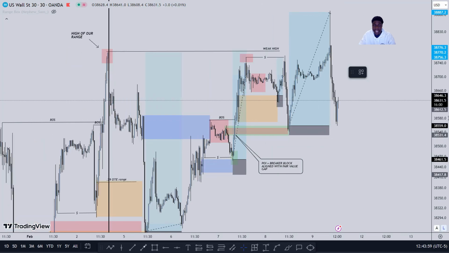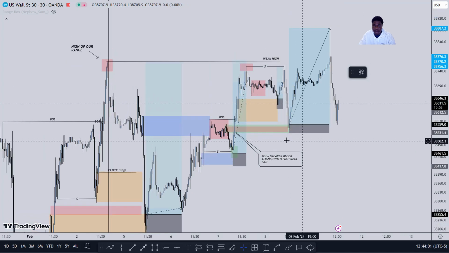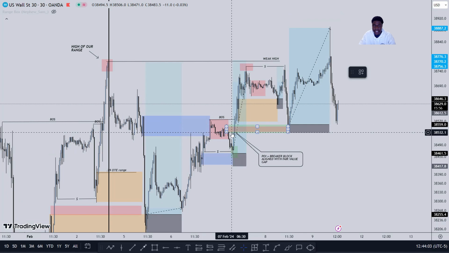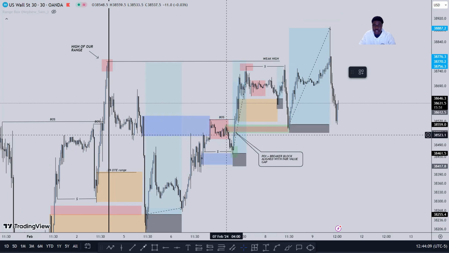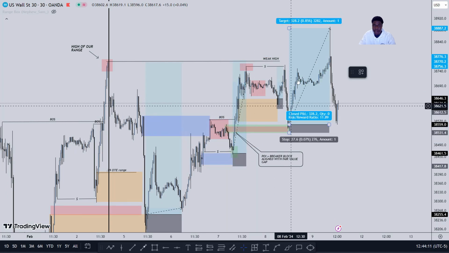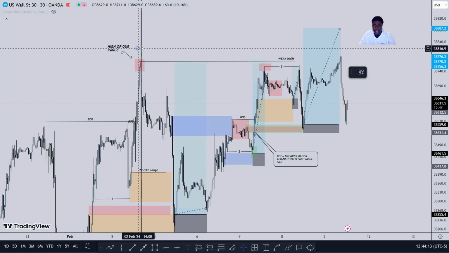And this was our last trade of the week, where price purged through all of it and tapped into our fair value gap, that is also aligned with our breaker block, to come and clear our weak high that we were targeting.